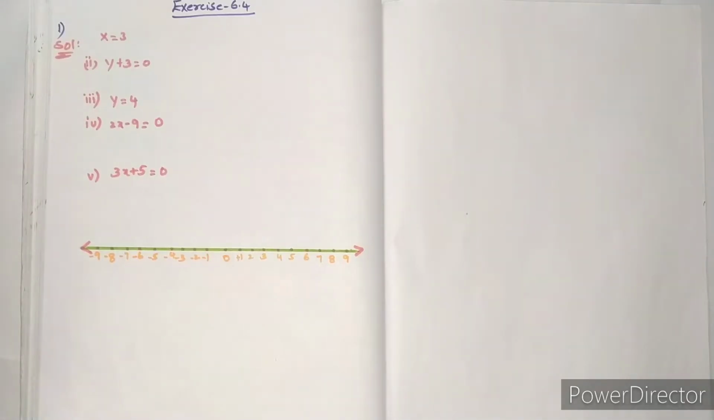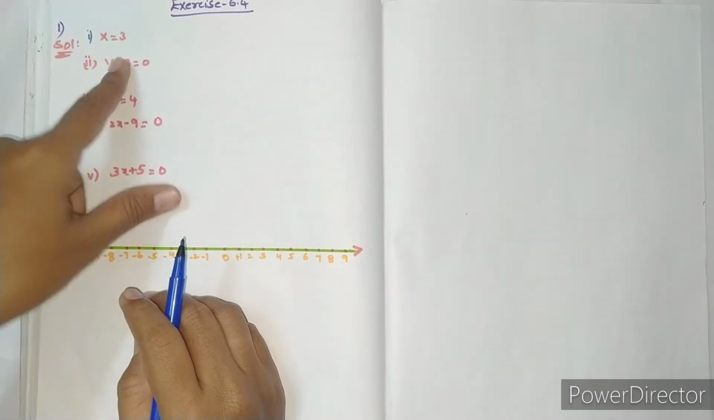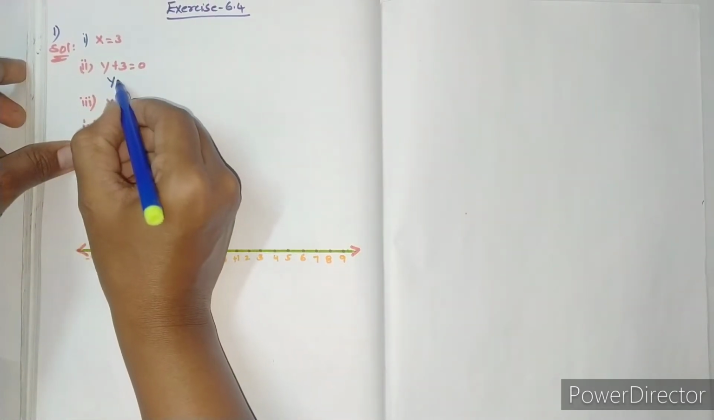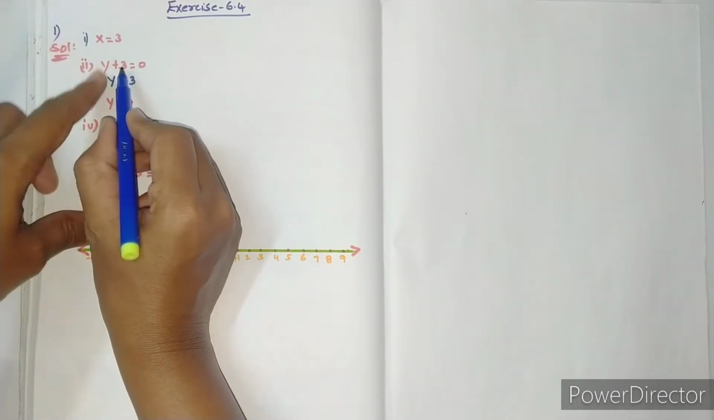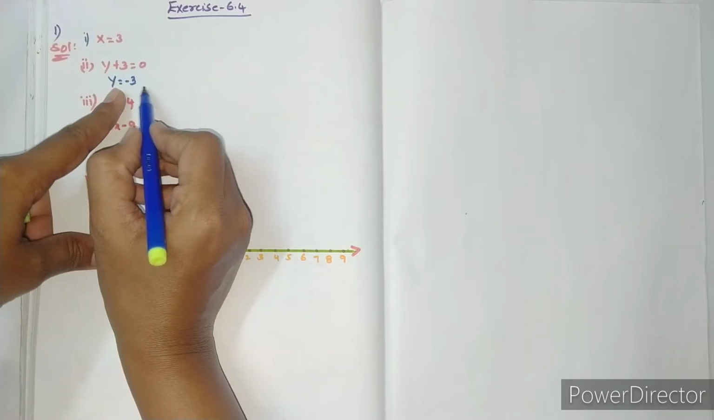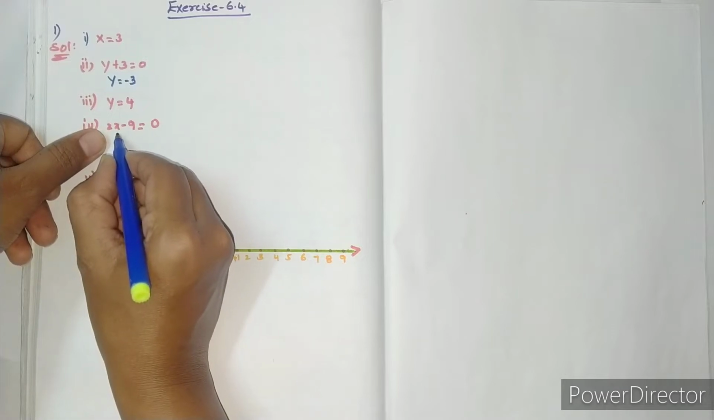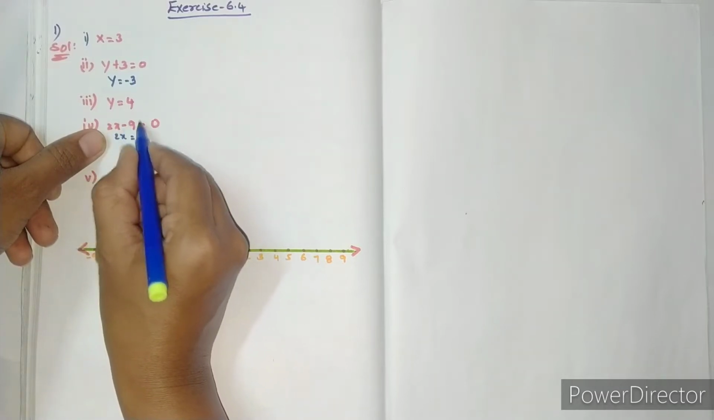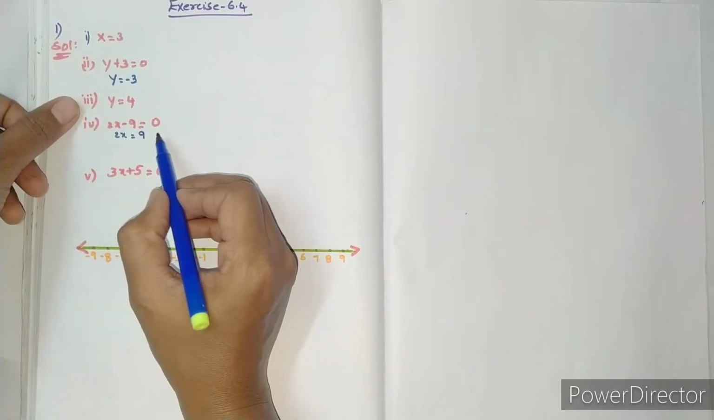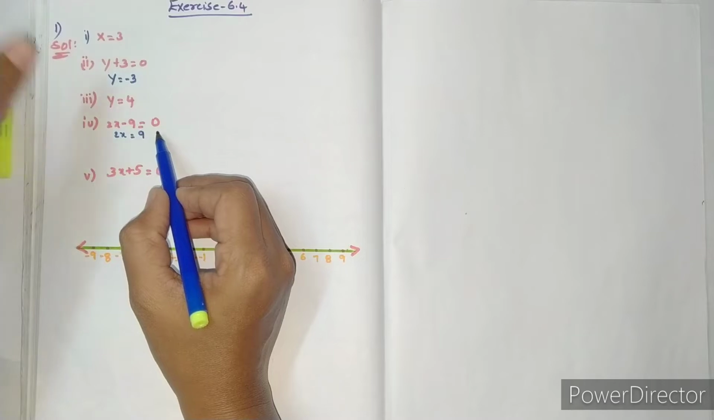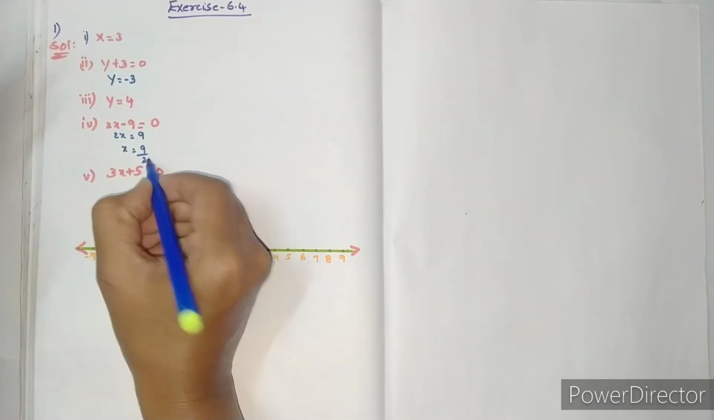So first one, x is equal to 3. There is no need of finding the x value. And y equals to minus 3. Y plus 3 equals to 0. When plus 3 is transposed to the right side, it is minus. So 2x minus 9 equals to 0. When we transpose this minus 9 to this side, it is plus 9. Students, 0 means nothing. So nothing plus 9 means 9 only. So x is equal to 9 by 2.